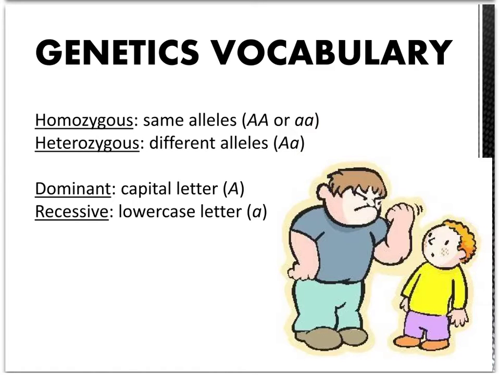For example, the bully always is dominant. Big letter, big bully. The little kid is recessive, and whenever the bully and the little kid get together, you can only really see the bully because the bully is a bully and so big.